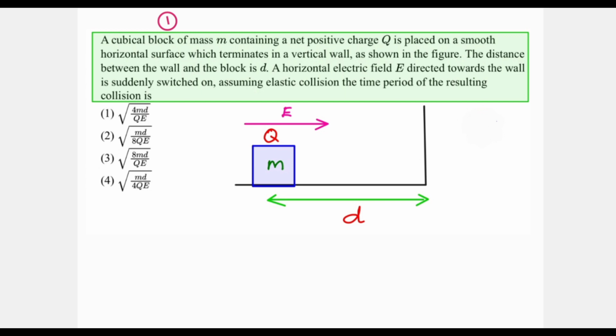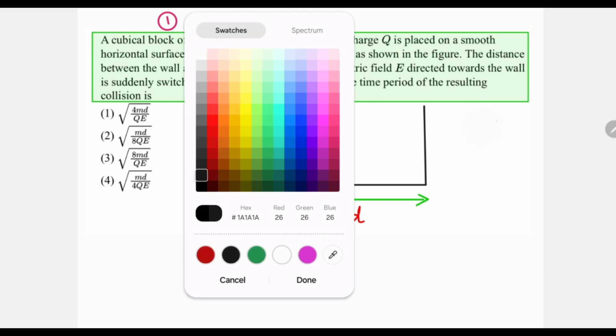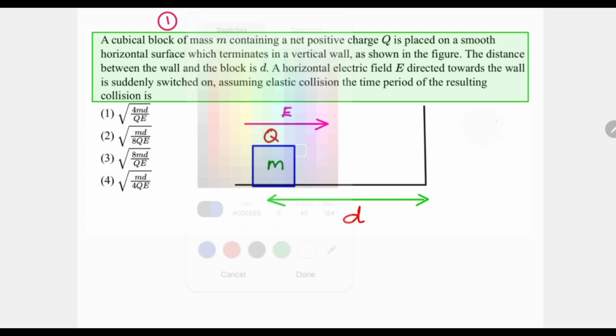So, in this question, our target is to find the time period of collision. The situation in this question I have already visualized there. You can see that the mass of the block is m and the charge is q. It is placed in an electric field E, so definitely it will be getting a force qE. The block experiences a force F, which can be mathematically represented as F equal to qE.